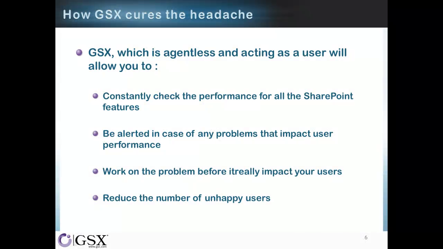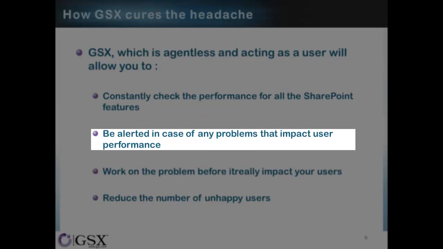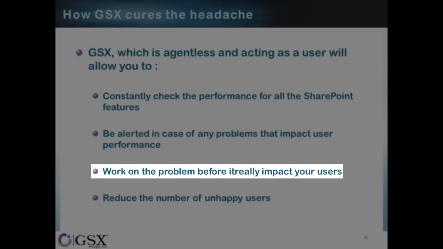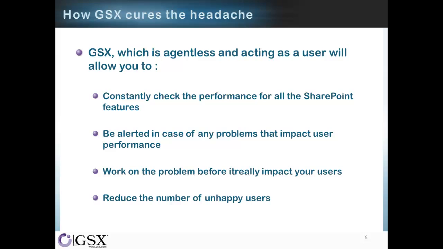To sum up briefly what we just viewed, GSX, which is agentless and acting as a user, will allow you to constantly check your user performance for all of your SharePoint features, be alerted in case of any issues that impact user performance, and work on problems before they impact your users, thus reducing the number of unhappy users.